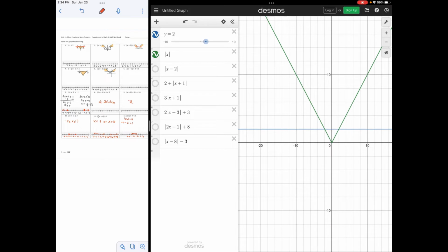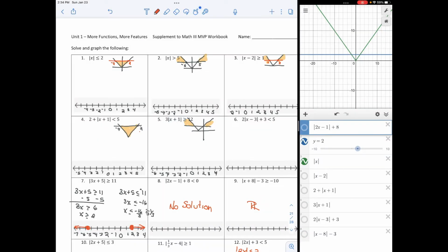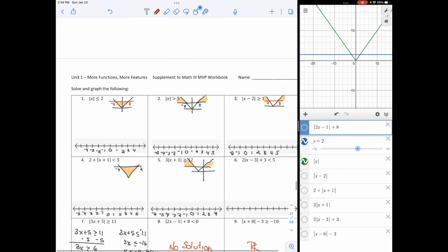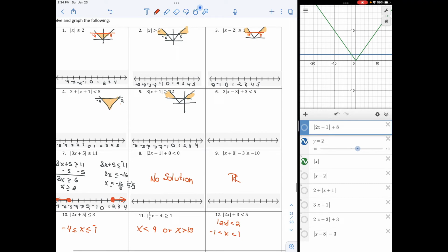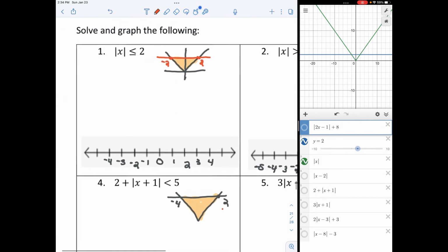All right, so where is it less than 2? It's less than 2 below the line. I notice that it intersects at -2 and 2. So all the places below that line, I've kind of sketched it here so you can see, all the places below the line, this is where the solution is. And that's between -2 and 2. So between -2 and 2 is my solution, just like we thought it would be.